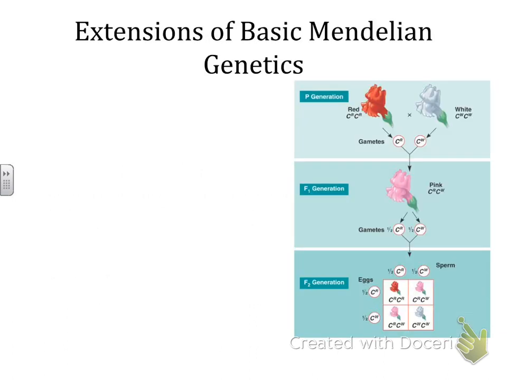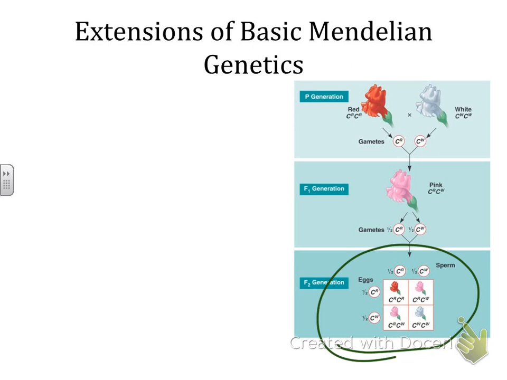Okay, so in this problem, you're crossing red snapdragons with white snapdragons. The offspring have pink flowers. So having one gene from the red and one gene from the white gives you what's called incomplete dominance. It only produces some of the red pigment, therefore it's not enough to give the full red color, and it looks pink. If you were to cross two pink snapdragons, you can see down here that we would have one red to two pink to one white as the phenotypic ratio in the F2 generation.